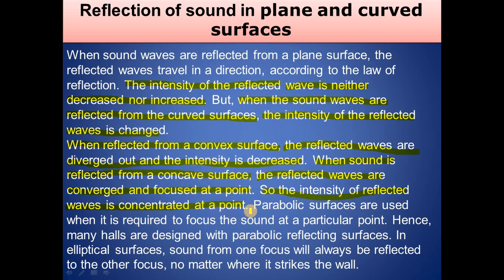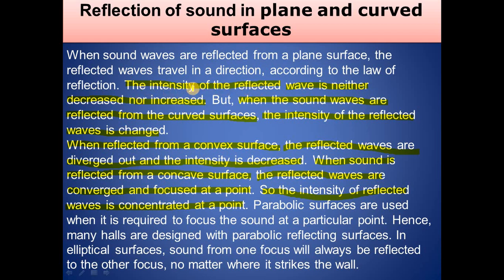It is a concave surface. So when sound is reflected from a concave surface, the reflected waves are converged and focused at a point. Because it is thinner in the middle and thicker at the edges, all the sound waves are focused at one point. So the intensity of the reflected wave is concentrated at a point. Parabolic surfaces are used when it is required to focus sound at a particular point. Hence, many halls are designed with parabolic reflecting surfaces. In elliptical surfaces, sound from one focus will always be reflected to the other focus, no matter where it strikes the wall. So this paragraph is very important for your objective type.